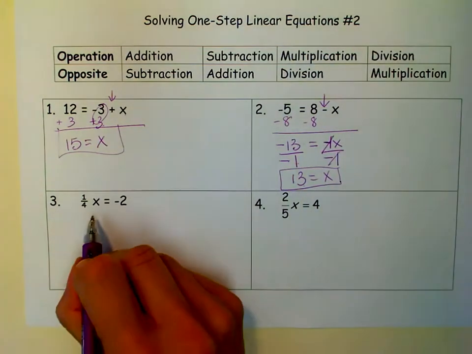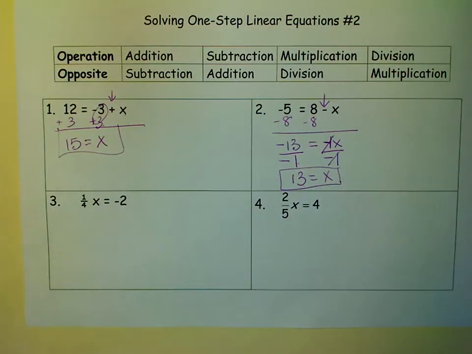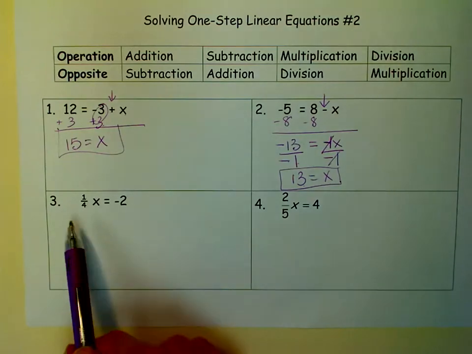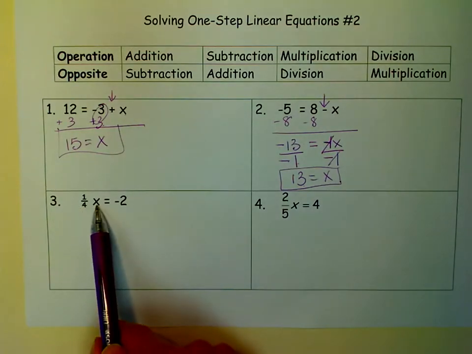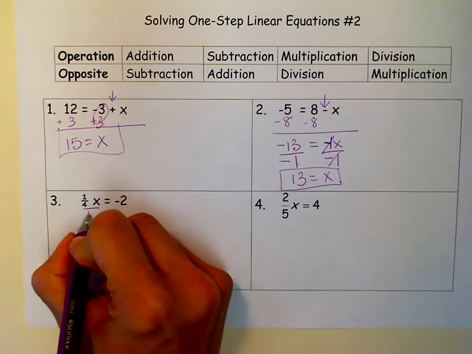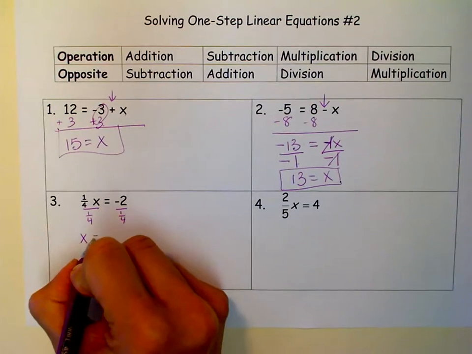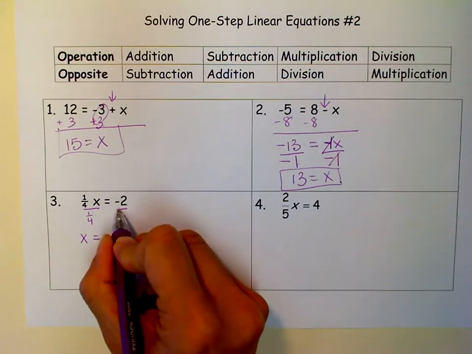Okay, this one has a fraction. There's two different ways to do it, and you'll have to decide which way you like the best. I'll try to do it both ways. So some people see this and they say, oh, the 1/4 is being multiplied by the x, so I need to divide. And that's fine. We can divide by 1/4. So x is equal to negative 2 divided by 1/4.